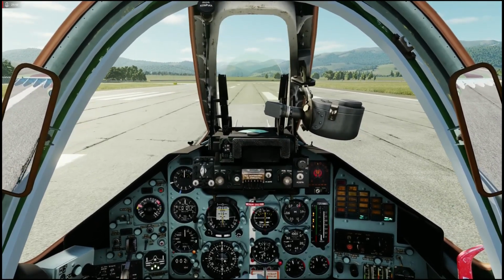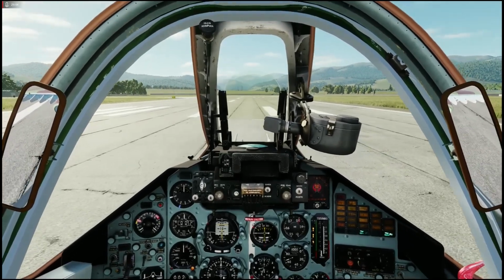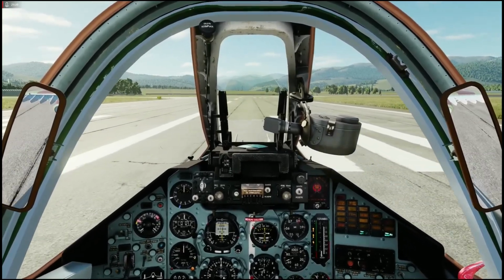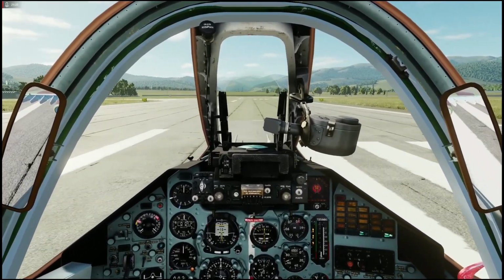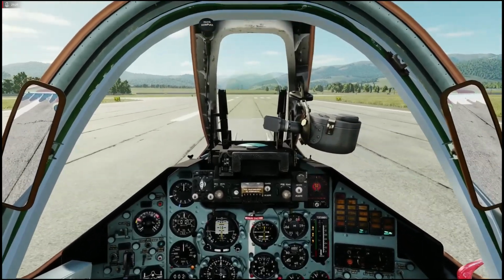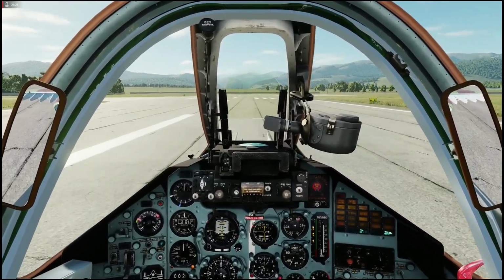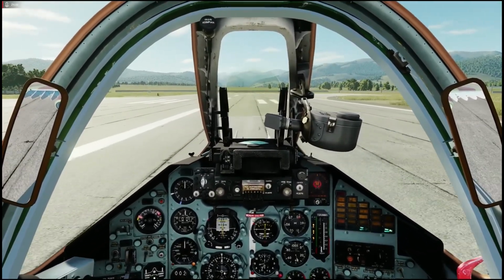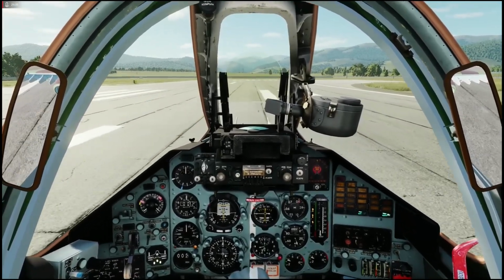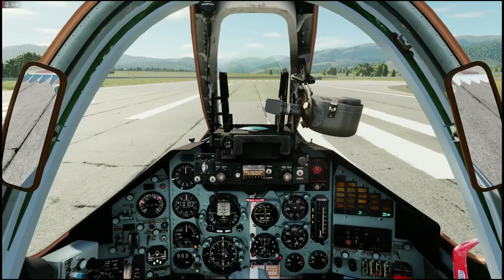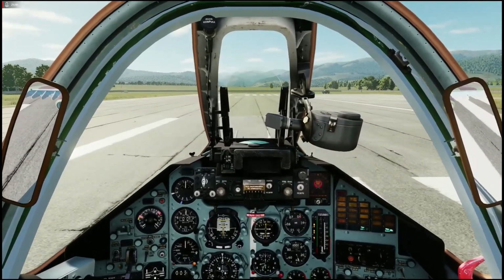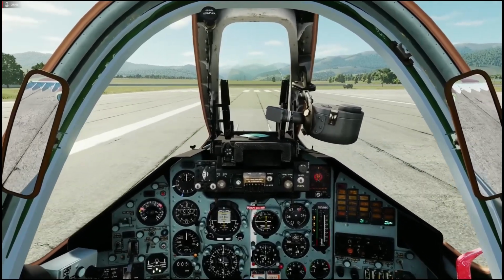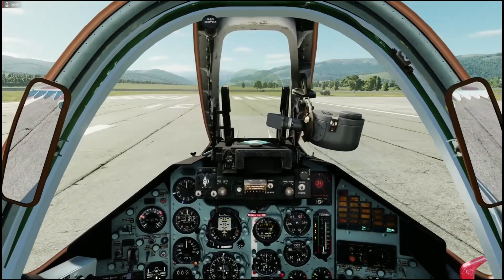So yeah. Because one funny thing about my instruments is that if you look at the HSI, do you see anything that is completely wrong? There's something wrong with the HSI. Let me text you over here.